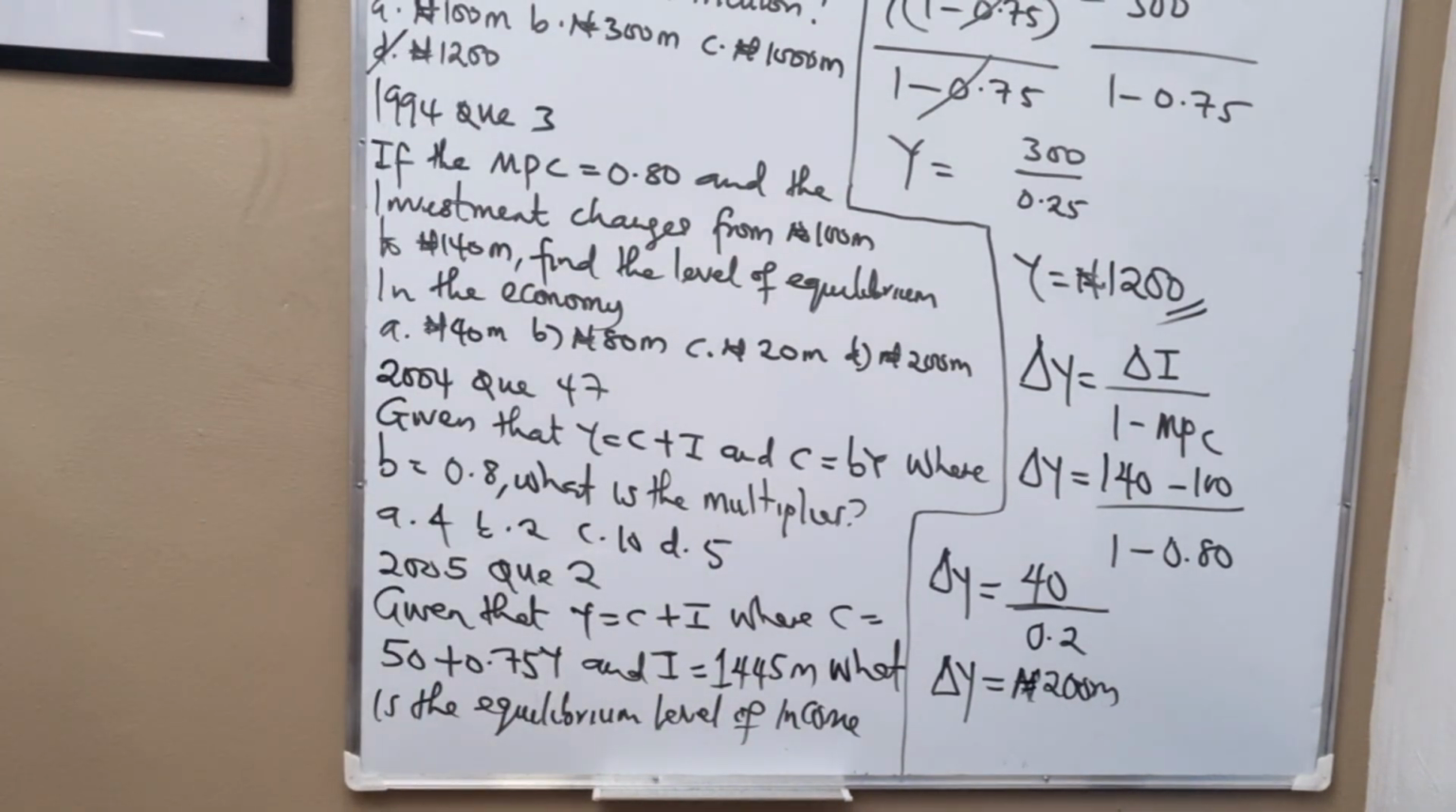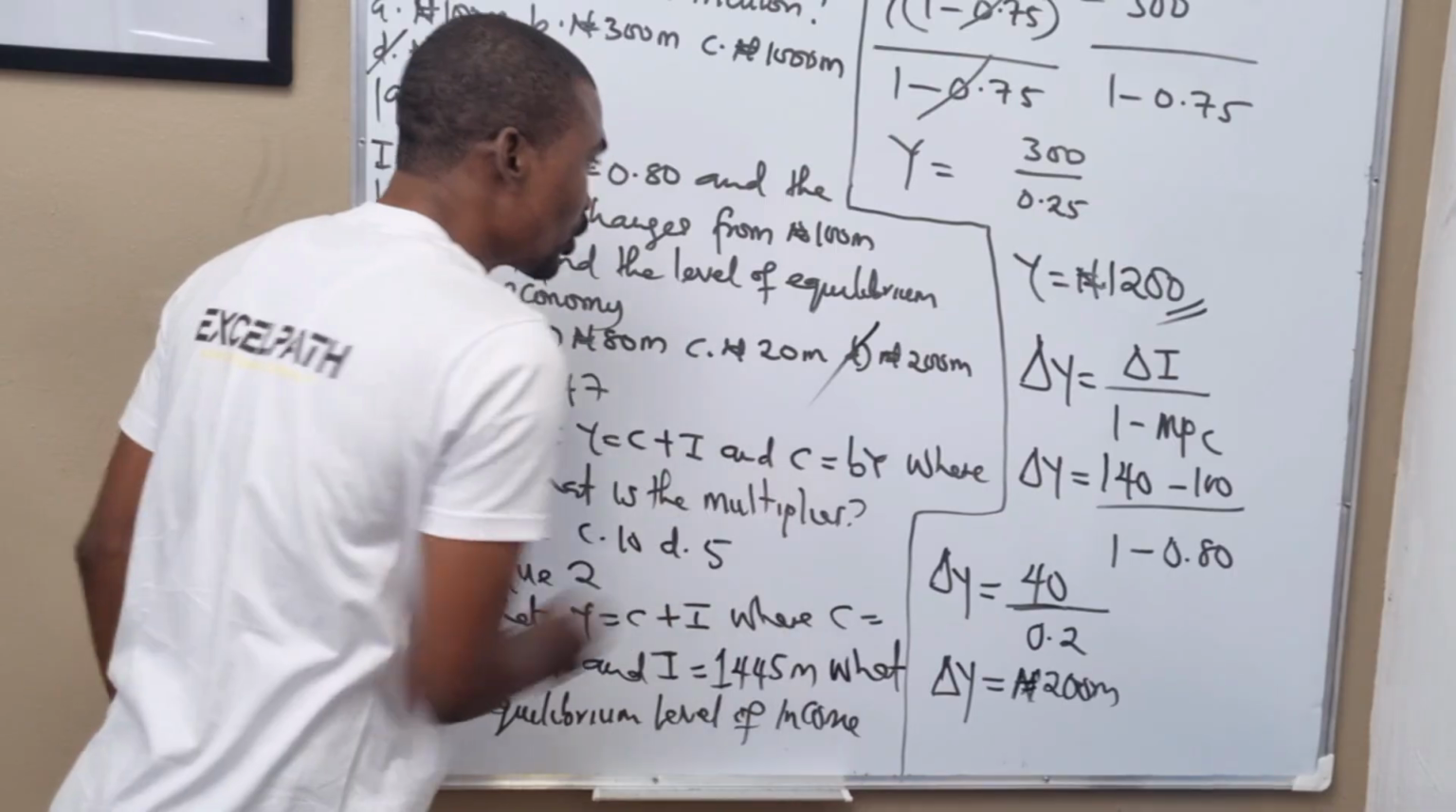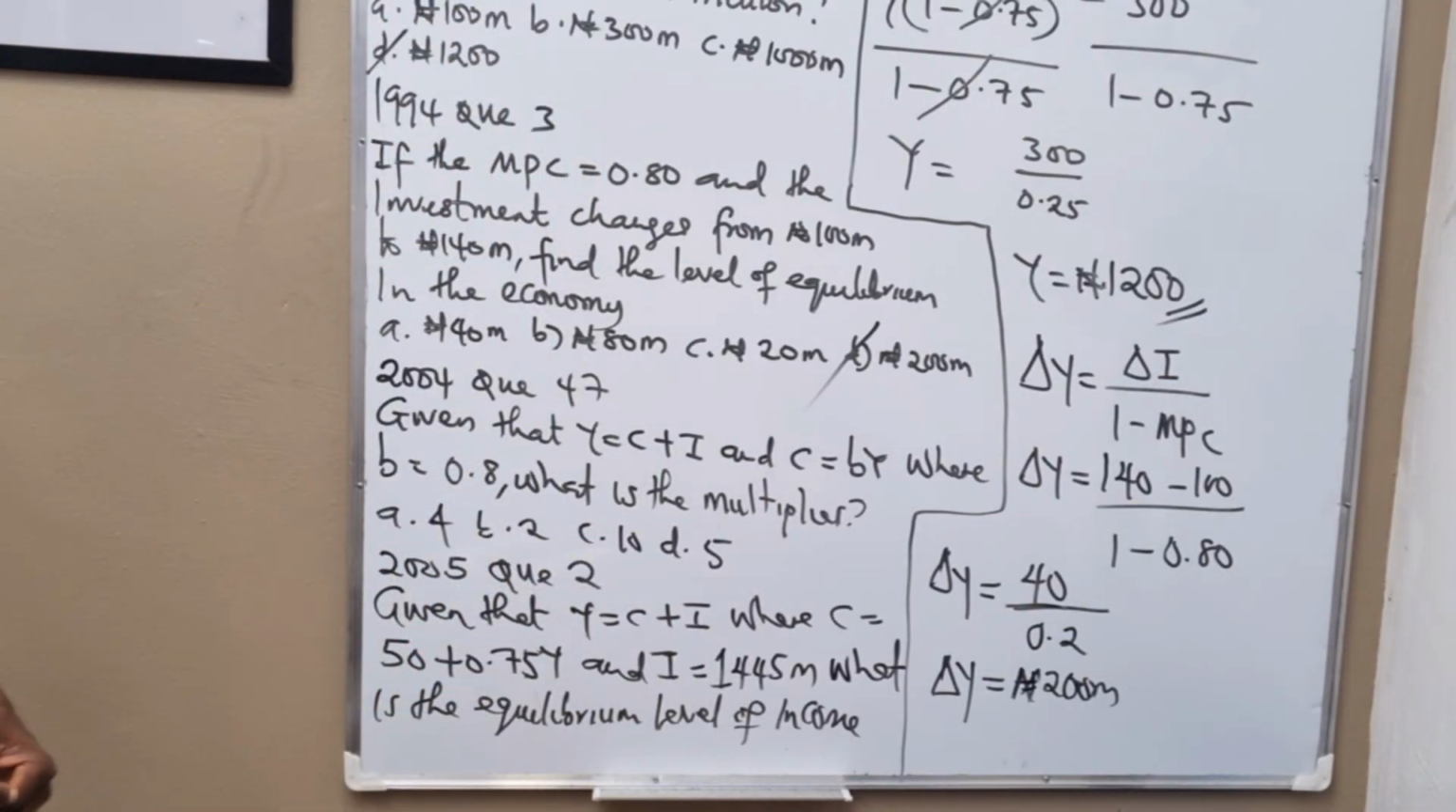Okay, what is the option? It's 1994. 200 million, that is option D.